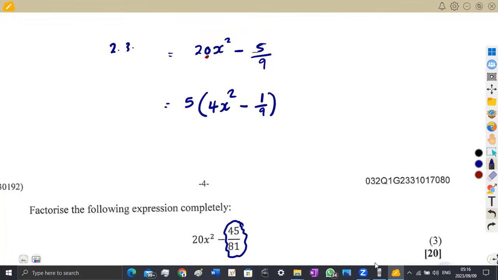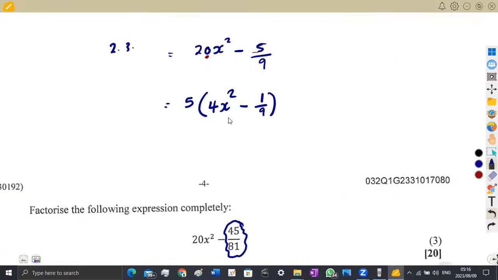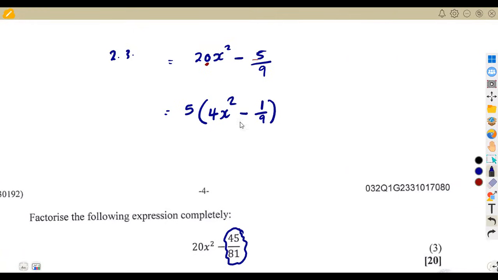Or if you don't understand this, you simply use your calculator as it is. You divide 5 over 9 by 5, and you obtain 1 over 9, which is exactly the same as what we have here. From this part, we can see that this is a difference of 2 squares. Here we have 4x squared, which can be written as 2x squared, minus 1 over 9, which can be written as 1 over 3 to the power of 2. 1 over 3 to the power of 2 is 1 over 9.